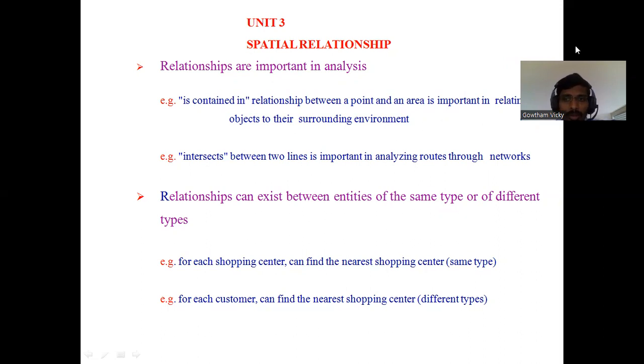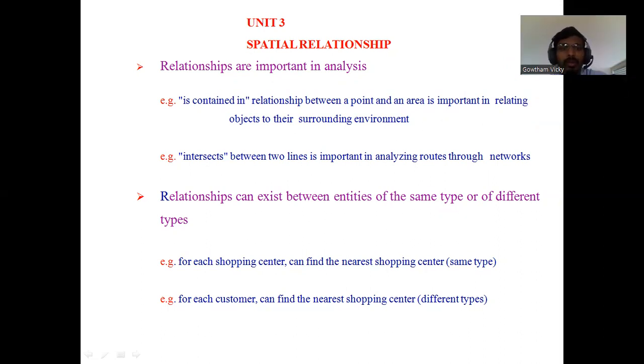So, in this regard, the intersections of the points between two lines. It's important for analyzing the routes through networks. These relationships can exist between entities of the same types or different types. So for each shopping center, it can be found out which is the nearest shopping center at the same time. So this is a spatial relationship which can be used so that each customer can find the nearest shopping centers with the different settings.